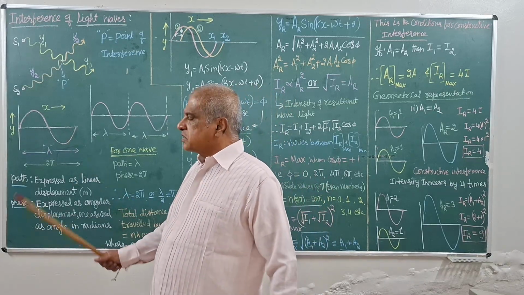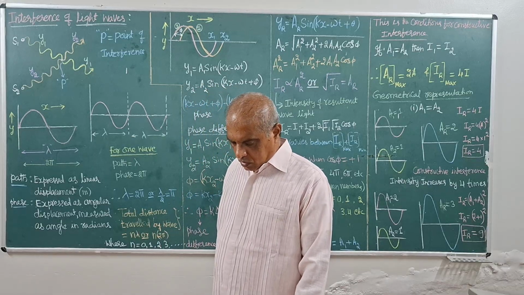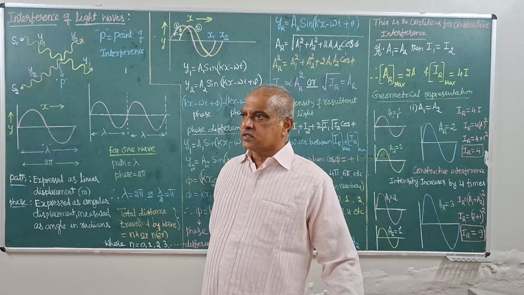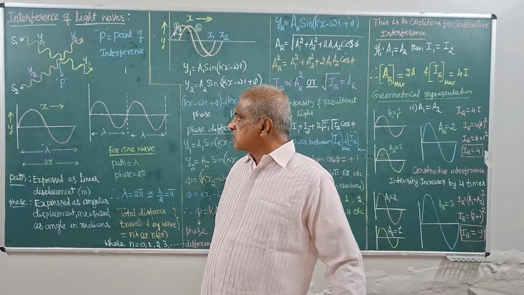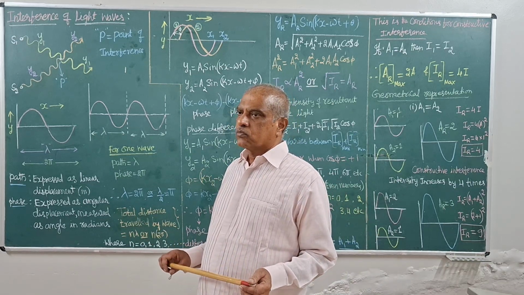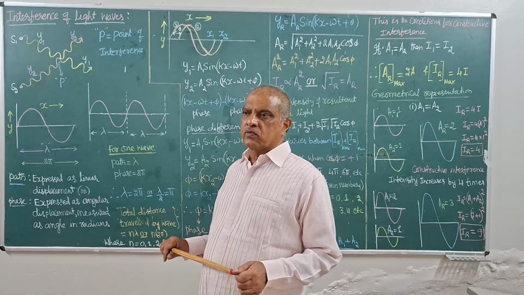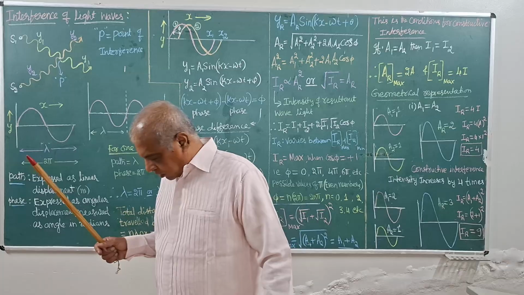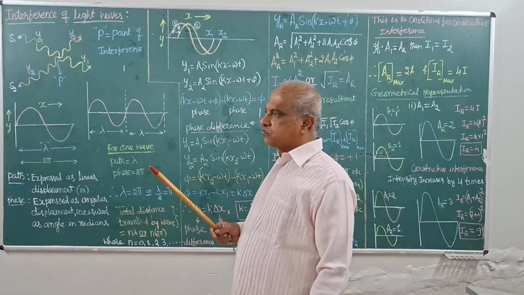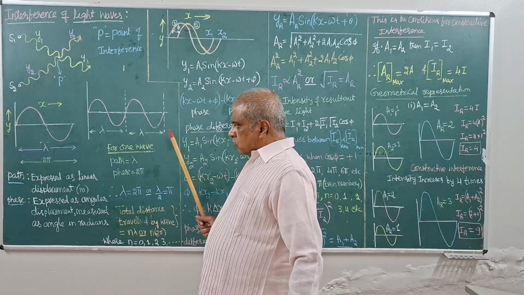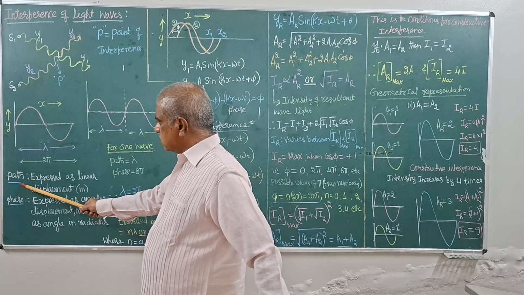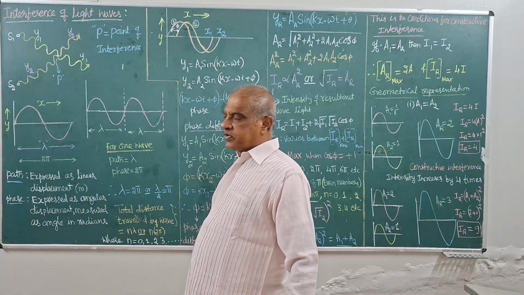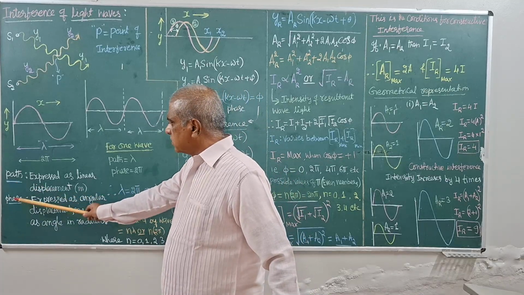In this wave representation, after the propagation of light in space, the distance traveled by the wave in space can be represented by two terms in this case. One is path, the other is phase. What is the difference between the term path and phase?